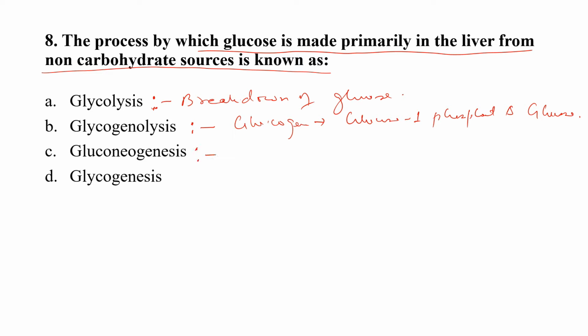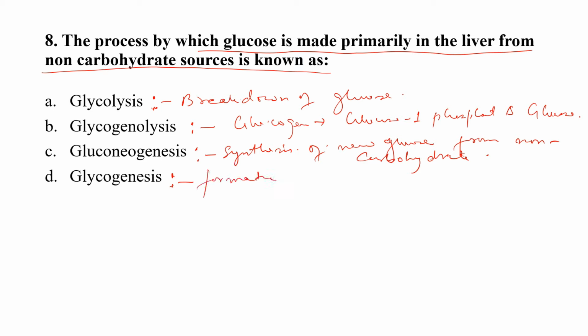Gluconeogenesis is the process of synthesis or formation of new glucose from non-carbohydrate sources. Glycogenesis is a process of formation of glycogen. So the correct option here is option C, which is gluconeogenesis.